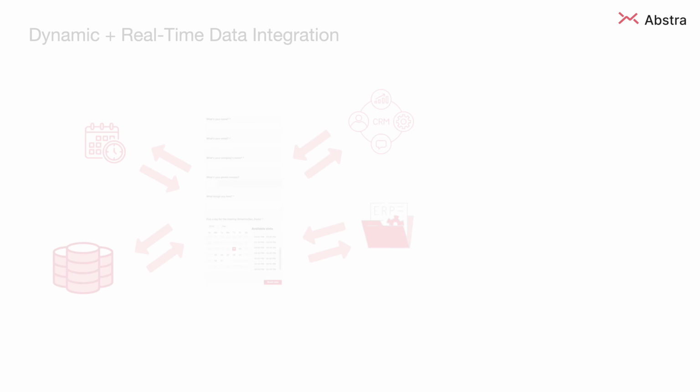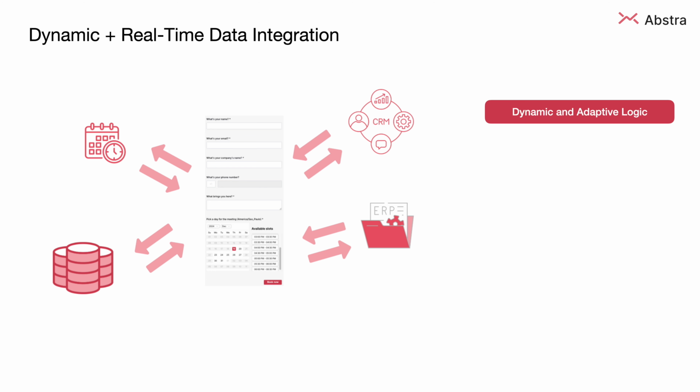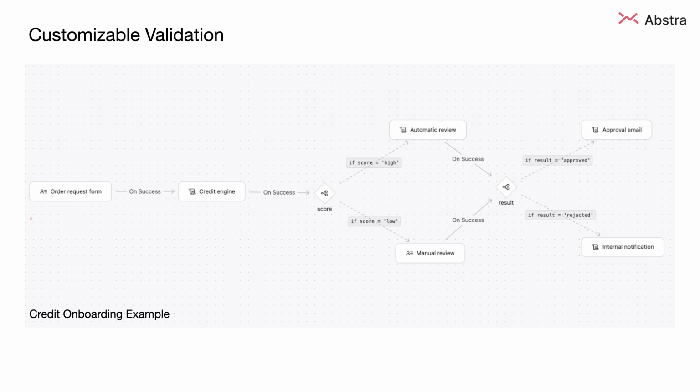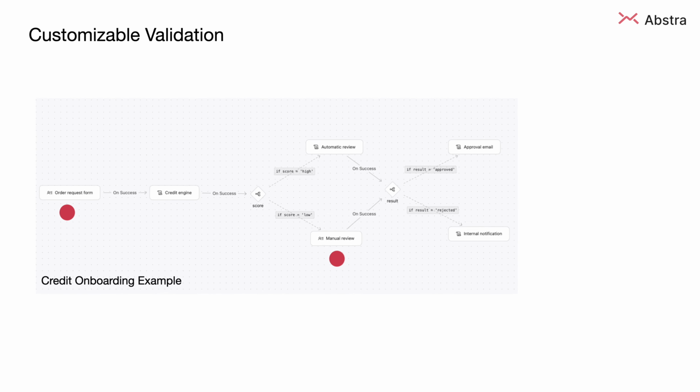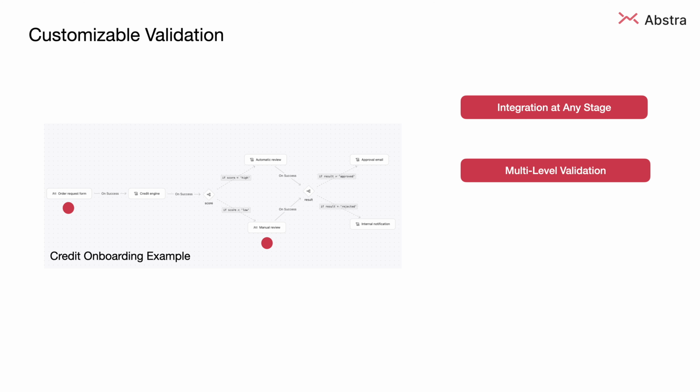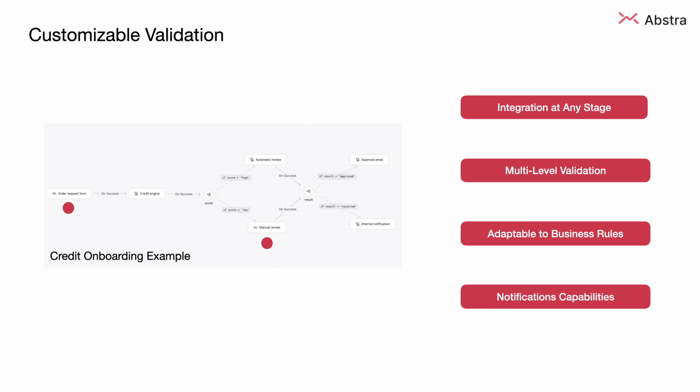Our forms agents are dynamic and feature adaptive logic. You can connect them with multiple data sources and handle real-time requests and responses, ensuring your forms meet complex process demands. As seen in our prior credit onboarding example, you can initiate processes with forms and incorporate intermediate validation steps throughout. You can utilize them at any stage, implement multi-level validations that fully adapt to your business rules, and send notifications through your choice of platforms, like email, Slack, or others.